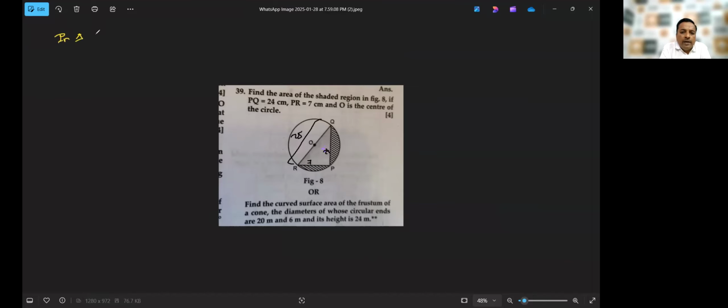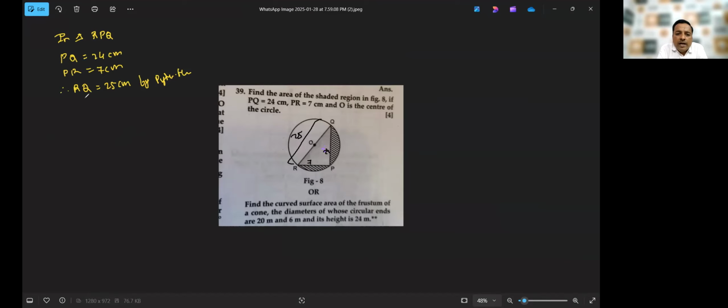So in triangle RPQ, PQ is equal to 24, PR is equal to 7. So therefore RQ is 25 centimeter, but you have to show it by Pythagoras theorem. You have to use Pythagoras theorem. Then find, what did it say, area of shaded region. How will we do it?